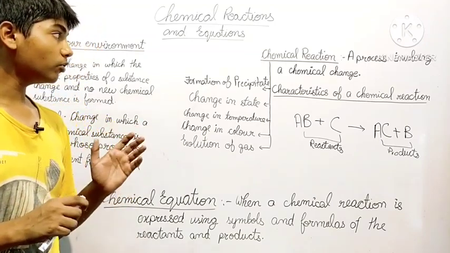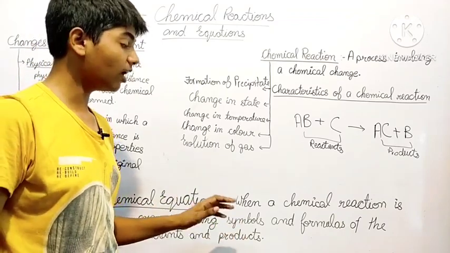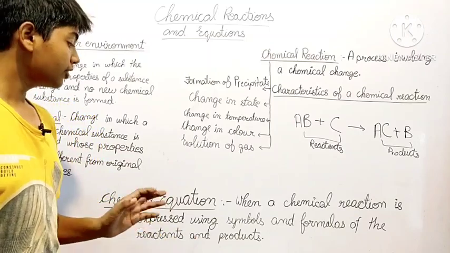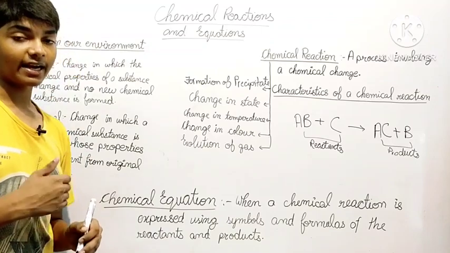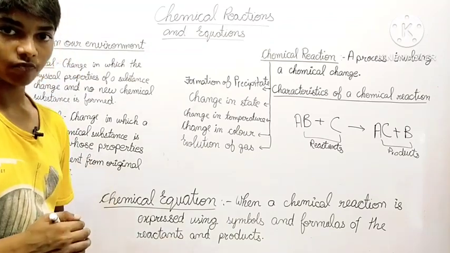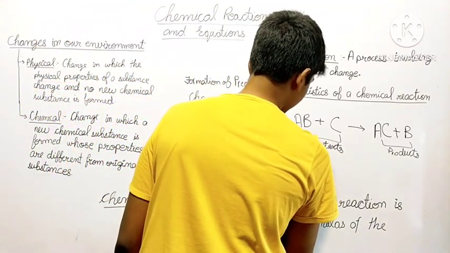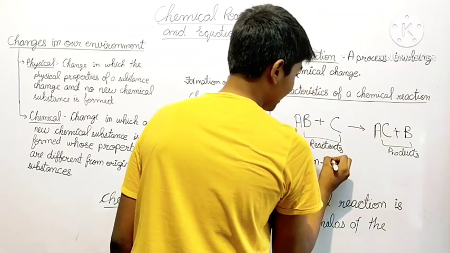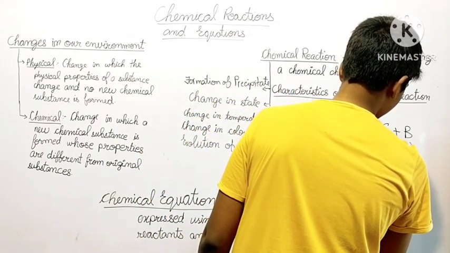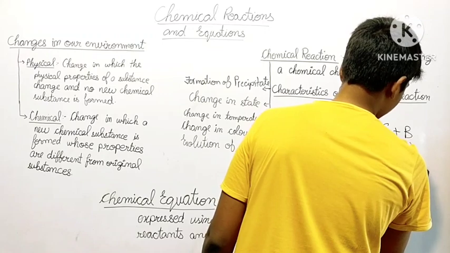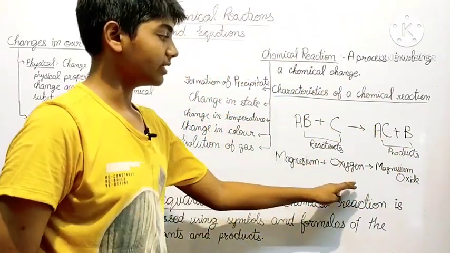But first we will look at a chemical equation. A chemical equation is a representation of a chemical reaction. Whenever a chemical reaction is expressed using symbols and formulas of the reactants and products, we say that it is a chemical equation. So let's take the example of magnesium and oxygen. We had magnesium, which reacts with oxygen to form magnesium oxide. What we call this is a word equation.